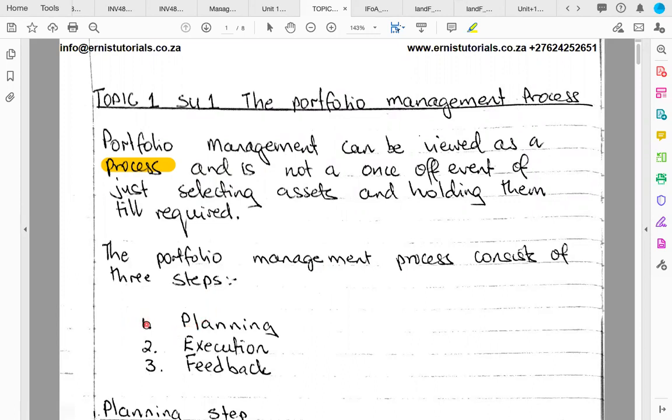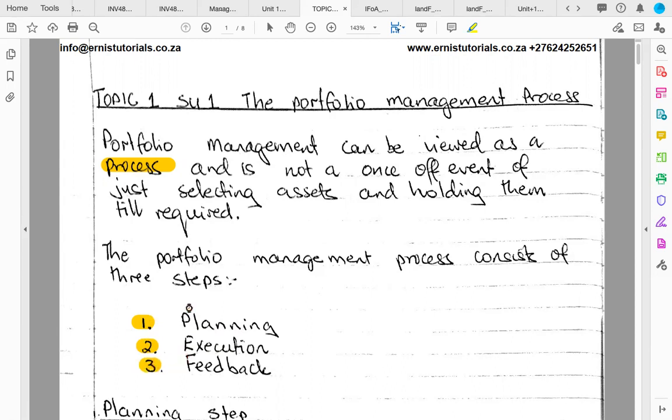So the 3 steps in the portfolio management process are: number 1, there's planning. This is the first step, and we're going to discuss this step in detail and also look at an example associated with the planning step. The second step is execution, and the third step is feedback.